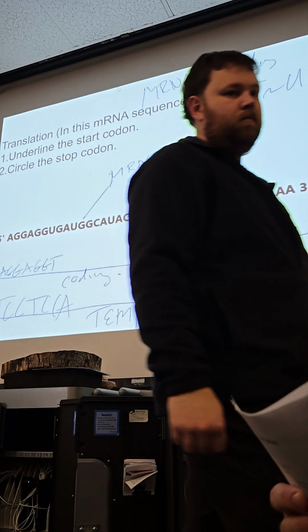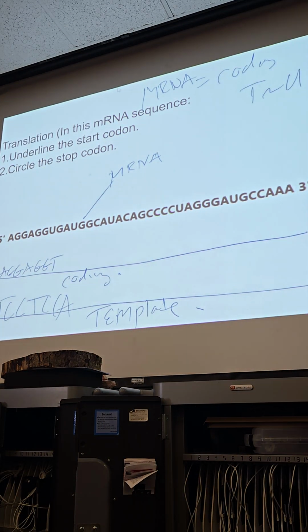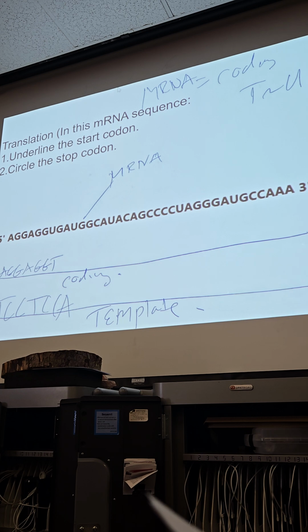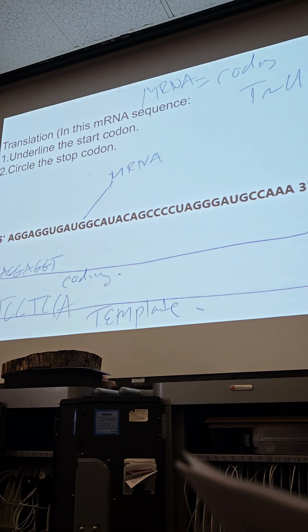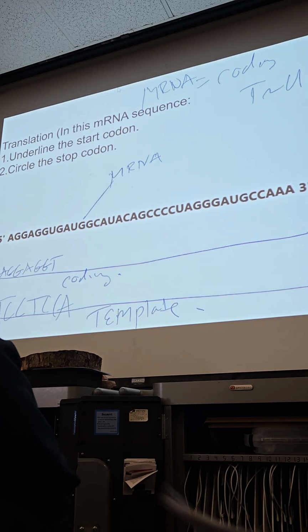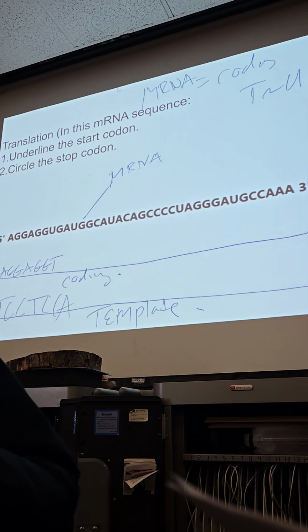Okay, so we were here. A covalent bond between which two molecules keeps the growing protein chain attached to the ribosome? We have tRNA and amino acid, or peptide bond. So, a covalent bond between two molecules keeps the growing peptide chain attached to the ribosome. It is a peptide bond.